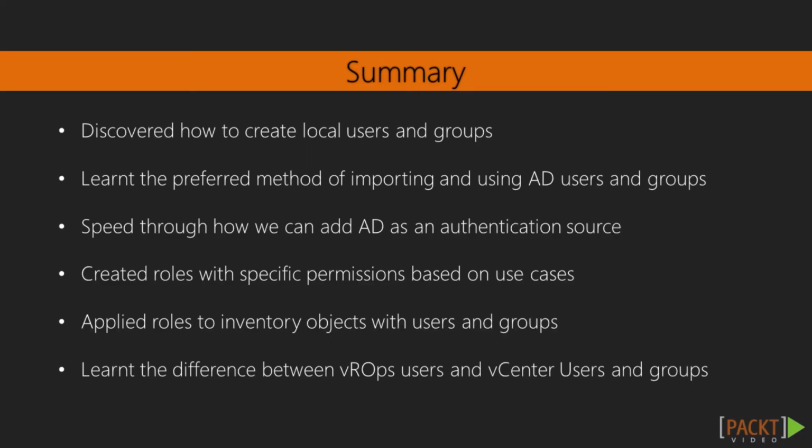That now brings the security section to a conclusion. In this section, we have discovered how to create vRealize Operations Manager local users and groups, learned the preferred method of importing and using Active Directory users and groups, sped through how we can add an Active Directory as an authentication source, created roles with specific permissions based on use cases, applied roles to inventory objects with users and groups, and finally learned the difference between vRealize Operations Manager users and groups and vCenter users and groups.